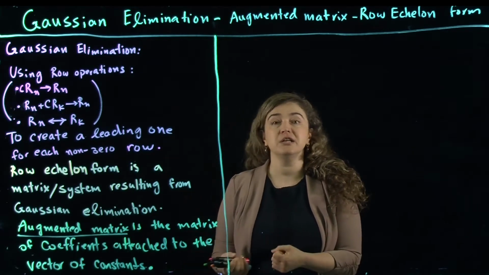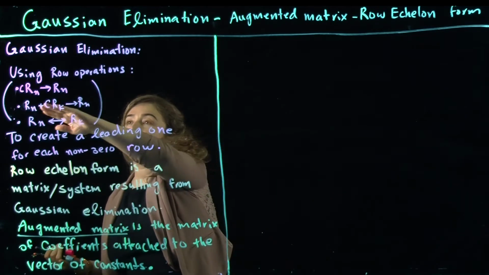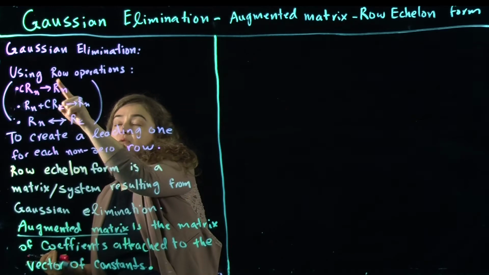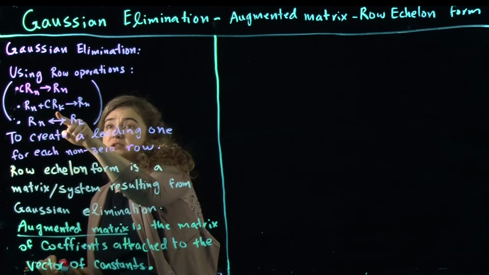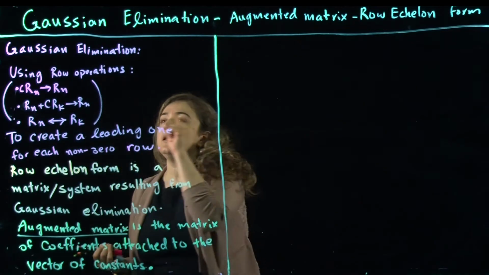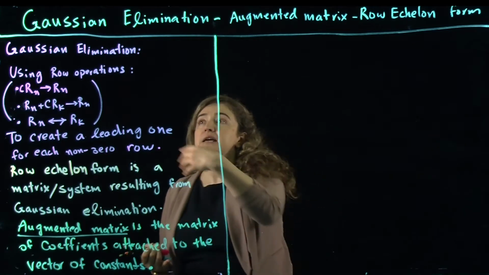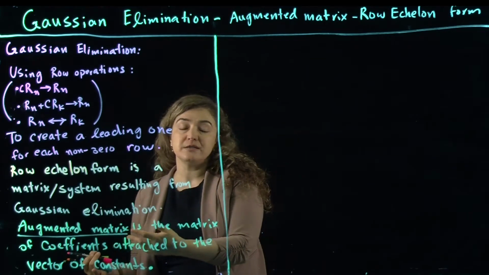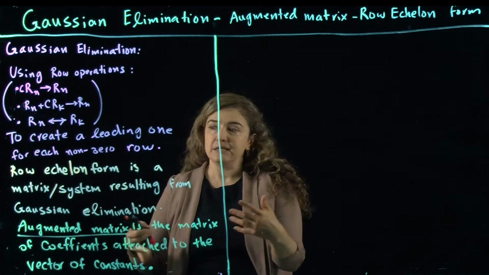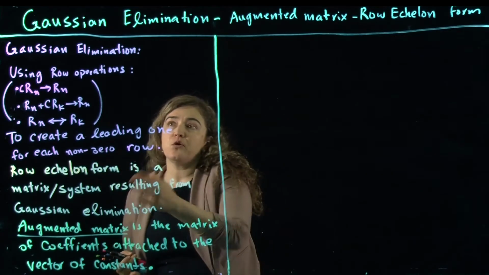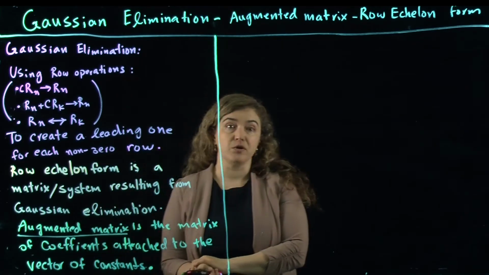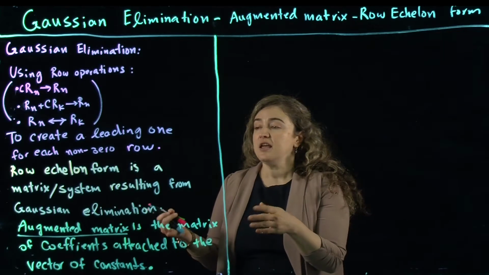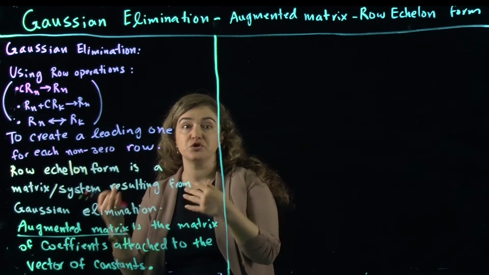Gaussian elimination, or row reduction, is using the three row operations. What are the row operations? Multiplying a row by a constant and putting it back in the row, adding a constant multiple of another row to a row and putting it back in that row, and switching two rows. Gaussian elimination uses these operations to create a leading one for each non-zero row. We discussed leading ones a little bit before also. Row echelon form is what you get as a result of the Gaussian elimination.